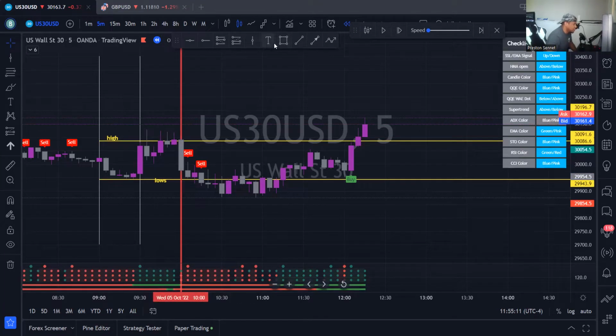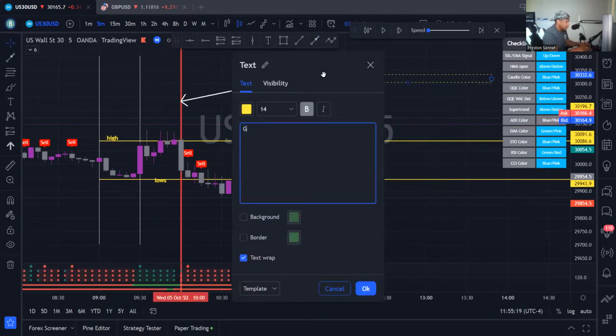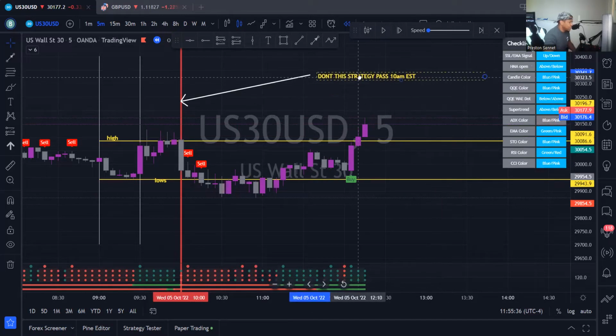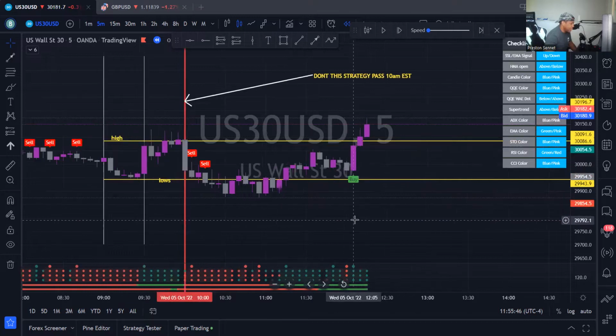This is my best advice for this one. I'm going to point at this right here, and then I'm going to put it right here. Get out the market. Don't trade this strategy past 10 a.m. Eastern Standard Time. All right, that's what we're going to do. Everything else, I've tested this thing over 100 times. And anytime I trade after it, it's not really high probability.